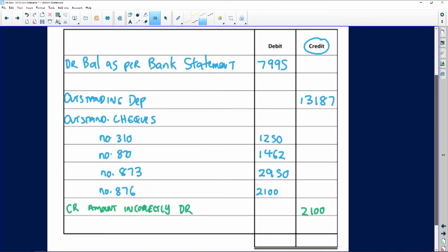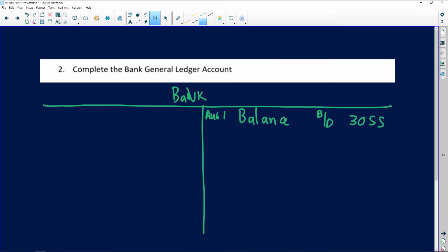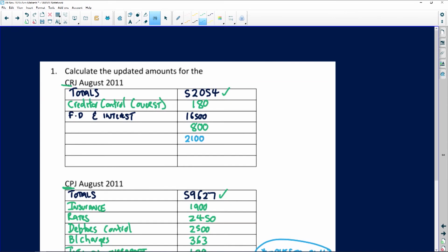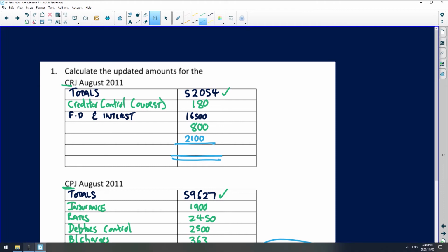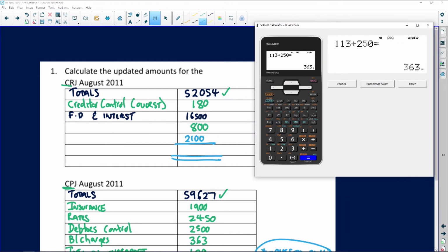Right, so what's left for me to do? Obviously, all I now need to do is complete my journals and then complete my general ledger bank account. So we've got enough time to do that. So let's total our CRJ first. And hopefully you guys are going to add with me and just check that I'm not making any mistakes.